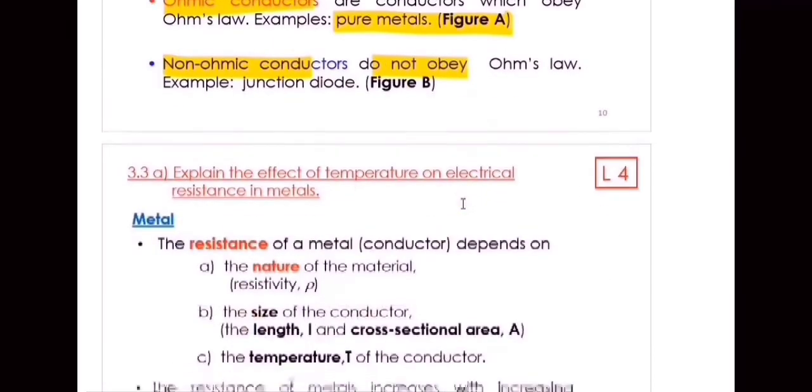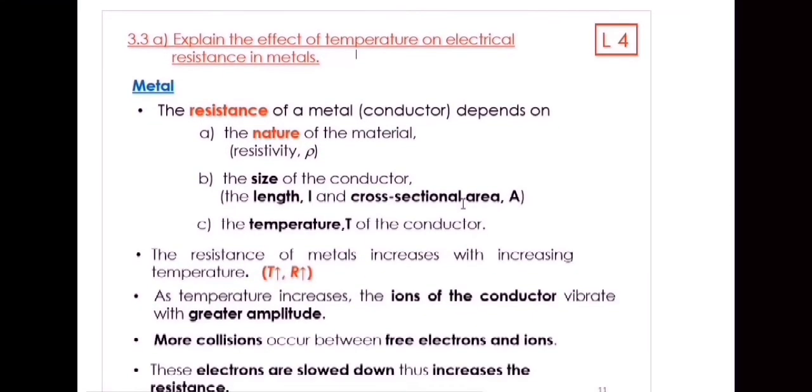So the next learning outcome: you should be able to explain the effect of temperature on the electrical resistance of a metal. Now we look at what are the factors that actually affect resistance.